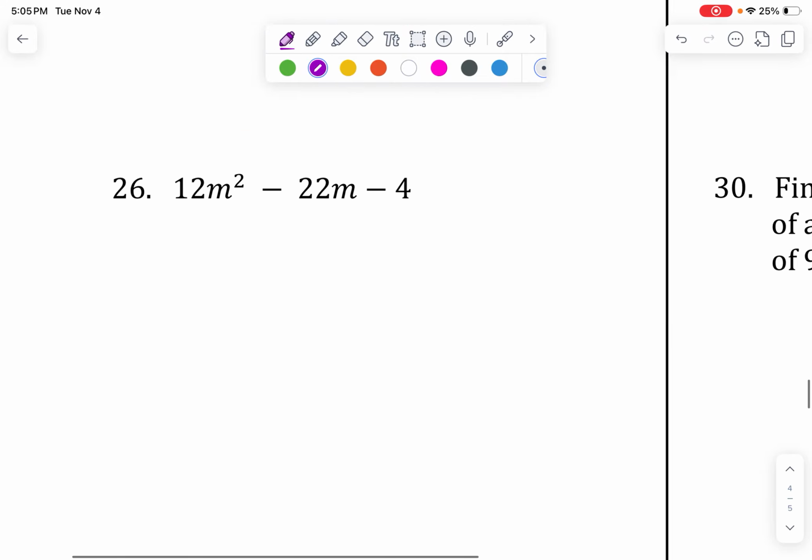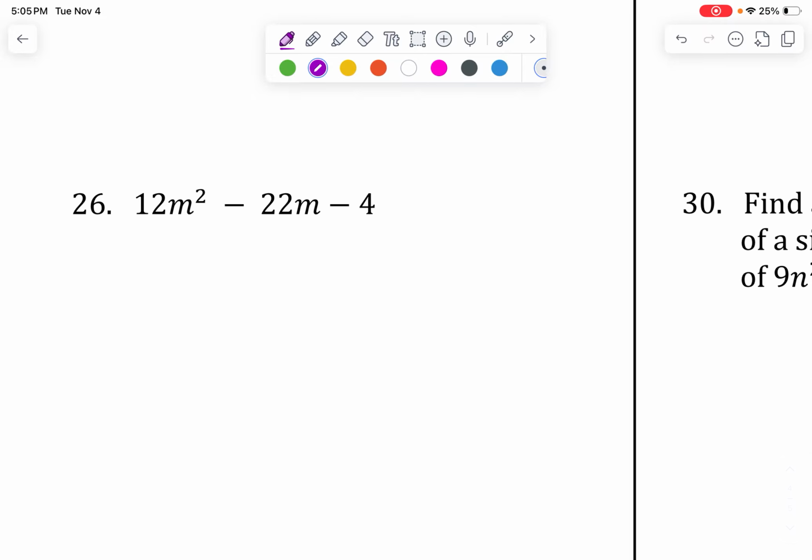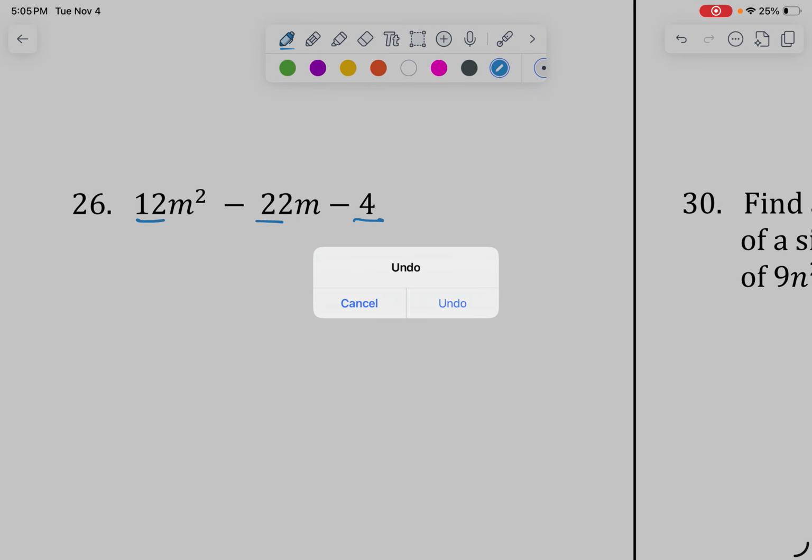All right, here we go. Number 26. The first thing I happen to notice about number 26 is that all of these numbers are even, which means there is a GCF of 2 that can be taken out of that entire trinomial. Now, if you don't see that at first, that's okay.